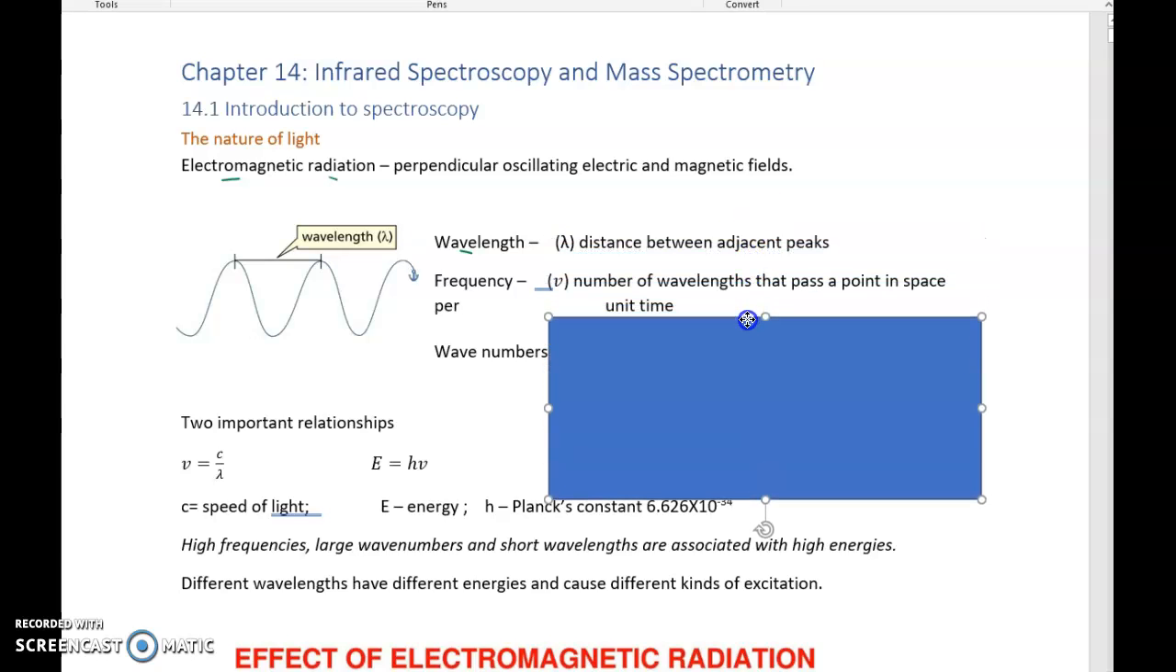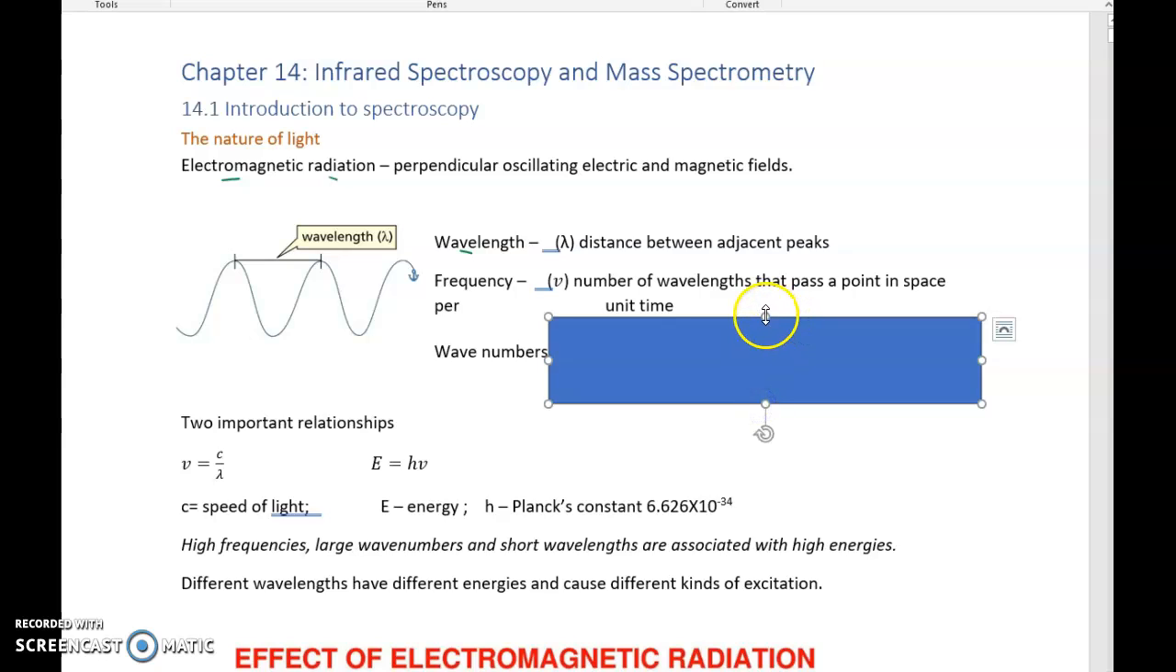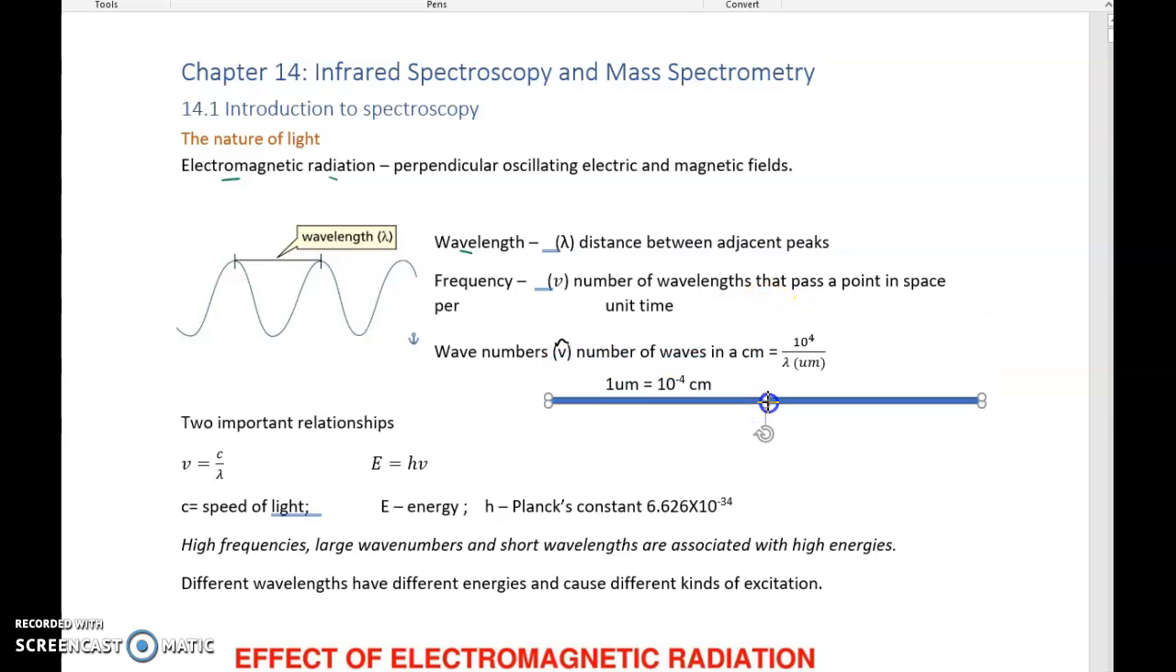frequency, which is the number of wavelengths that pass a point in space in a unit of time. Those are probably familiar, but we're also going to be measuring it in wave numbers. And a wave number is going to have reciprocal centimeters as its units. You can calculate the wave number by 10 to the fourth divided by the wavelength.